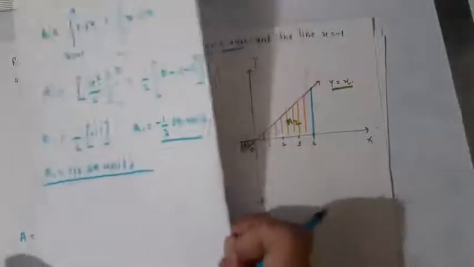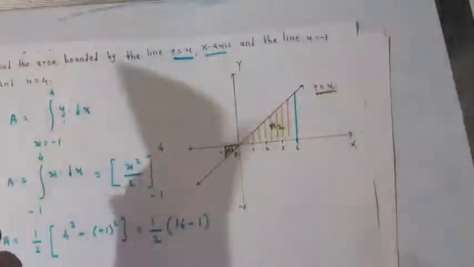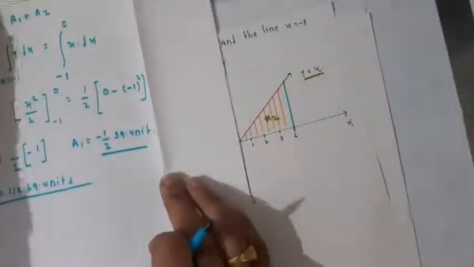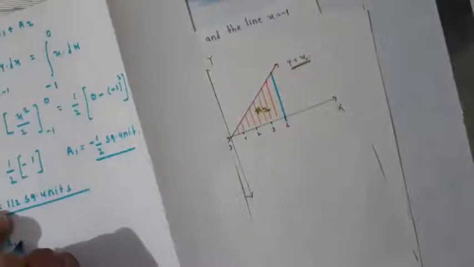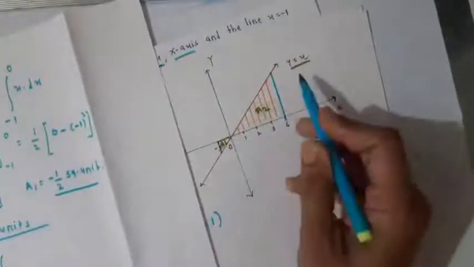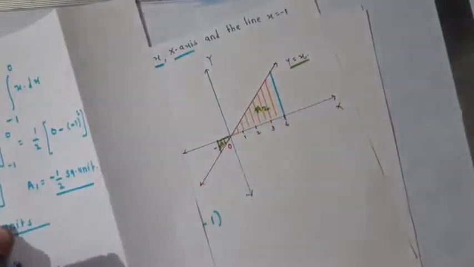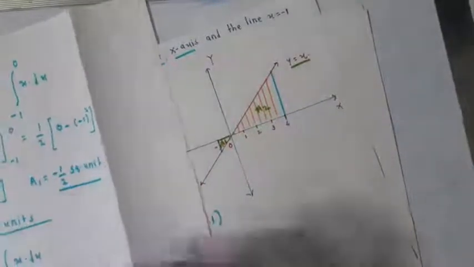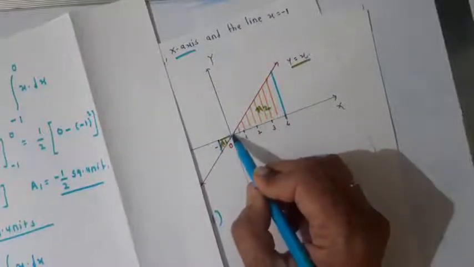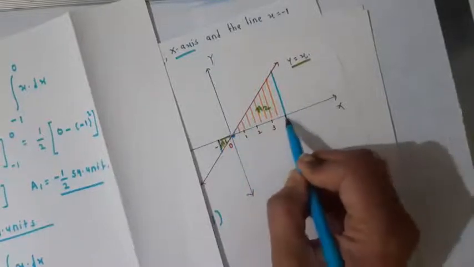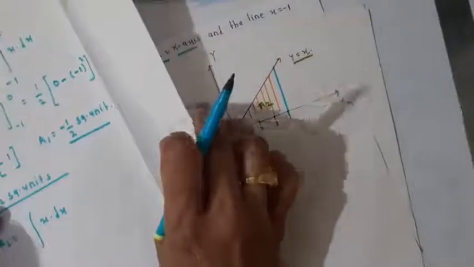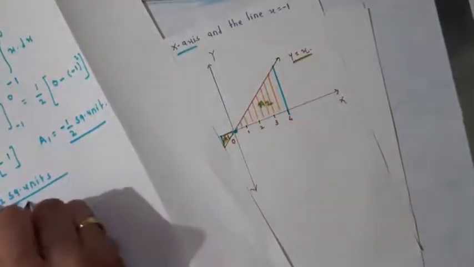Now let us find out A2. A2 equals, the curve is the same. So this is not a curve, students, this is the line y equals x. So that is the same x with respect to x. But the limit of integration for the second part of area, that is for A2, is from x equals 0 to x equals 4. That is 0 to 4.